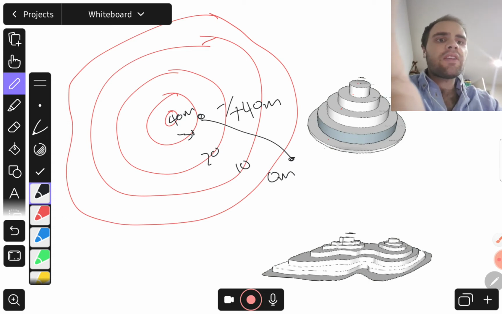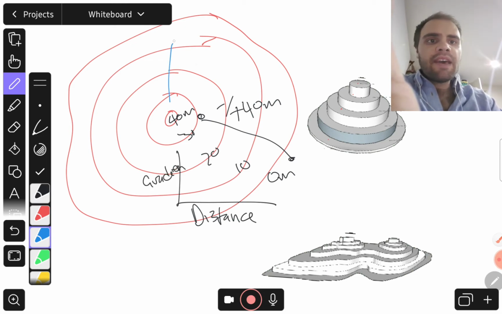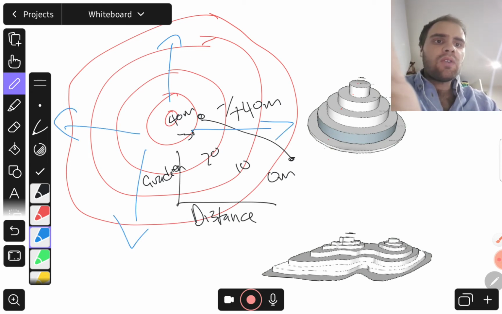And you work out the gradient by the distance traveled, and that'll tell you how steep that hill is. In this case, the hill is the same every way. The lines are spaced apart equally, so the hill will be equal all the way around.